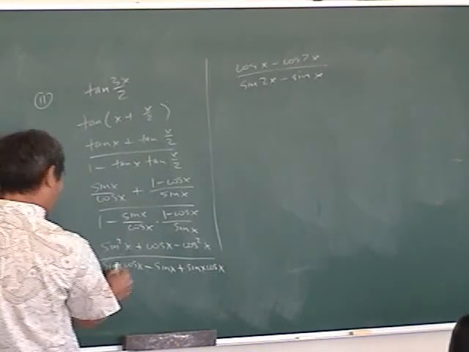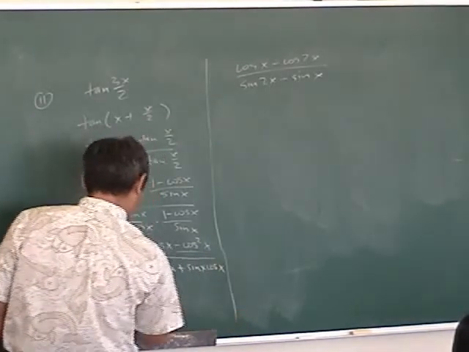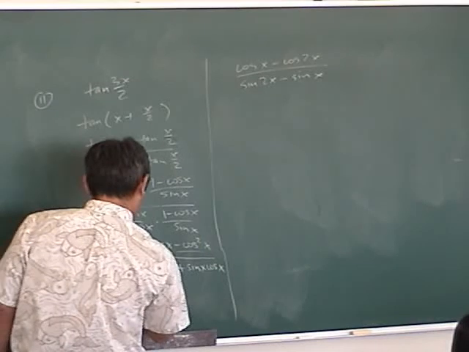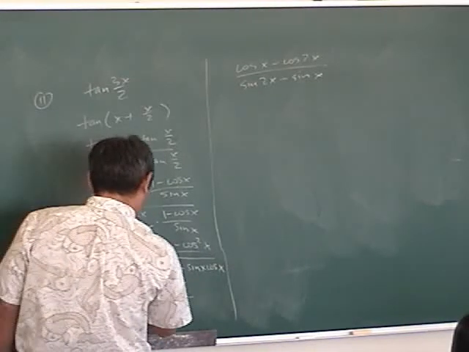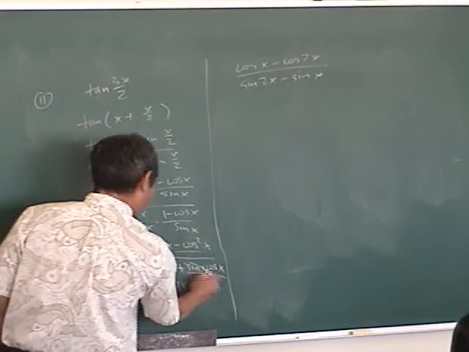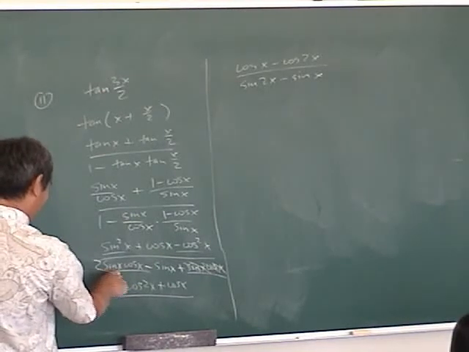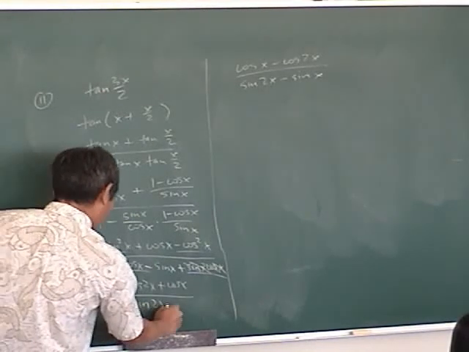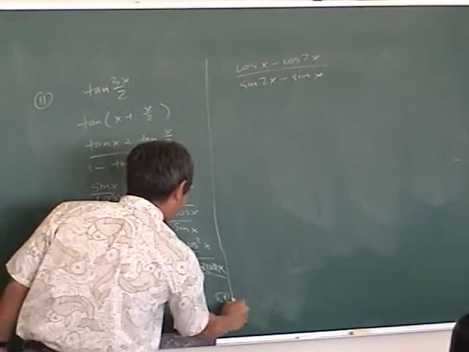Okay, and then look, hey, this and that, what is that? That's cosine 2x plus cosine x. And then, what is sine x, cosine x plus sine x, cosine x? That's 2 sine x, cosine x. Sine 2x minus sine x. Left side equals right side. Quite easily done.